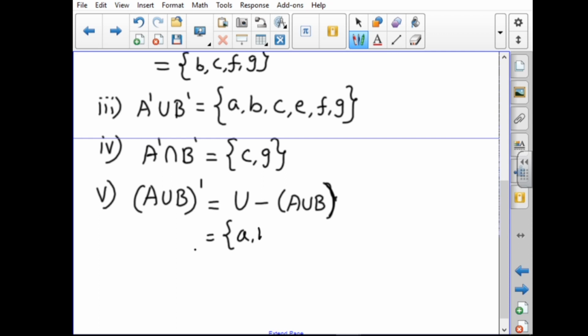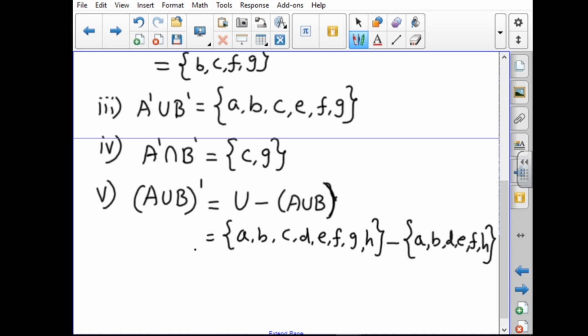A, B, C, D, E, F, G, H. Okay. So difference, A union B. A union B means you have to join your A set and B set. So A union B, what do you get? A, B, D, E, F and H. This is called A union B. A union B means A set and B set you have to join.